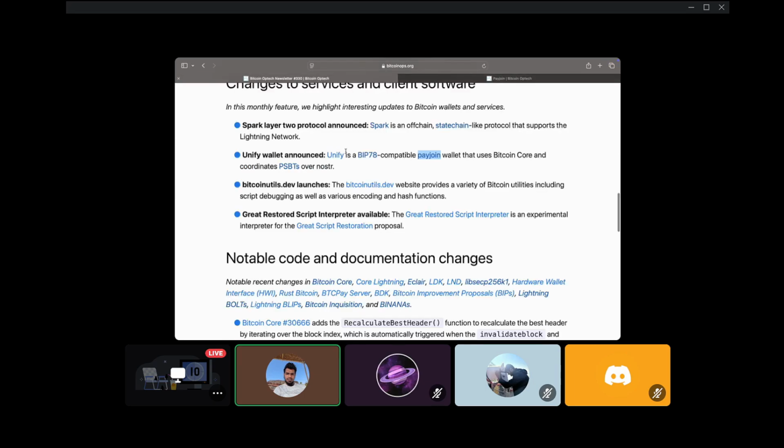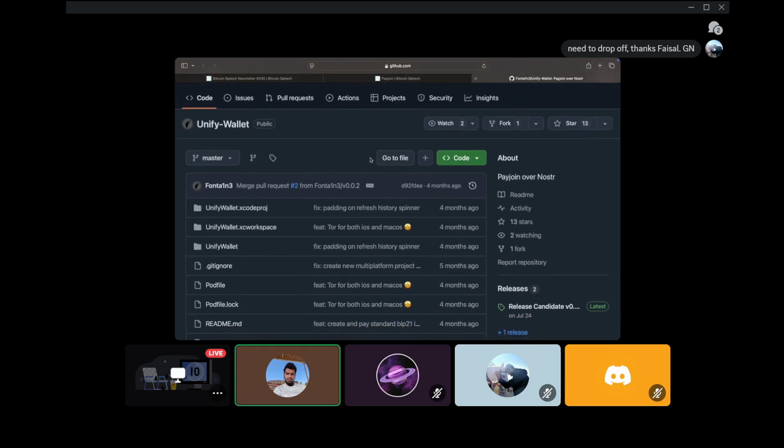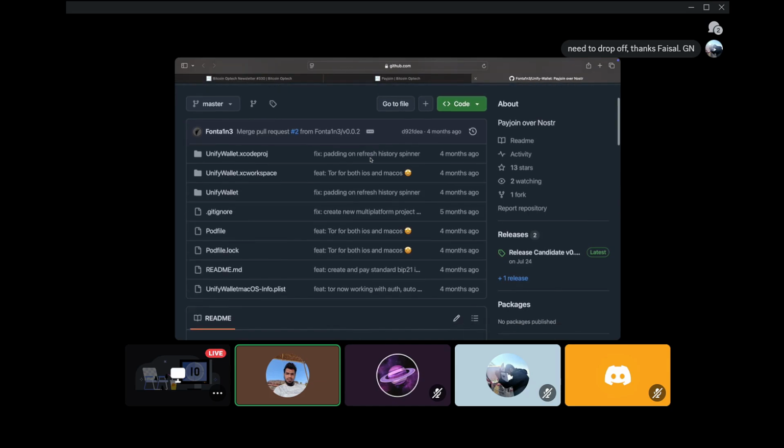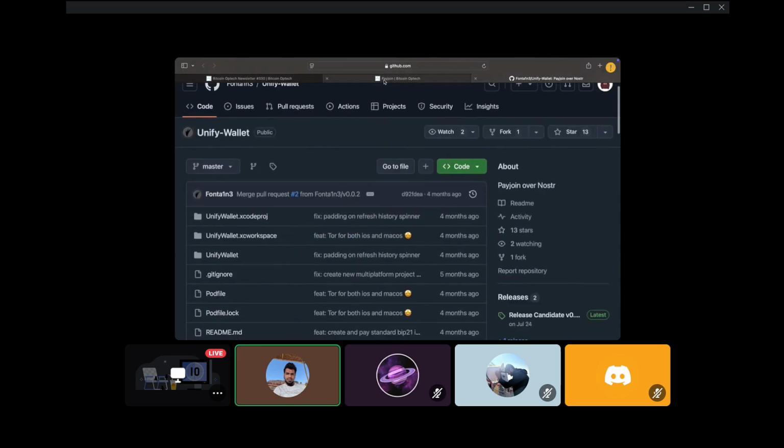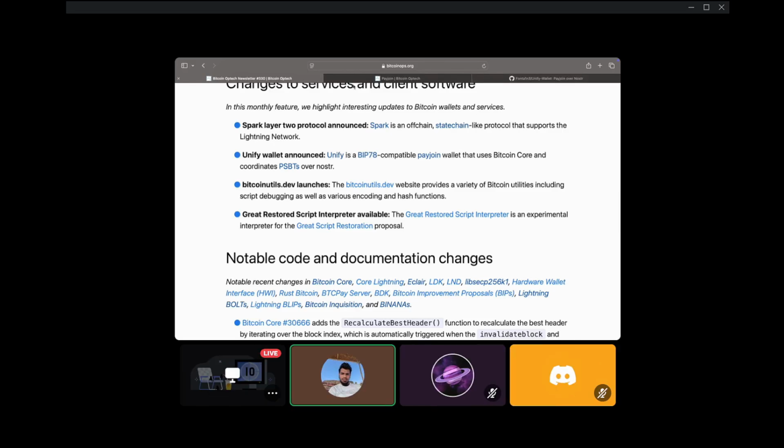So this is a new wallet called Unify wallet. It's compatible with Payjoin. It's a BIP78 compatible Payjoin wallet that uses Bitcoin Core and coordinates with PSBTs over Nostr. Over Nostr. All right, I wasn't aware of that. What are PSBTs? I'm sure most of us know what PSBTs are, right? Partially signed Bitcoin transactions. So whoever is interested can explore this wallet that incorporates Payjoins and coordinates PSBTs over Nostr.